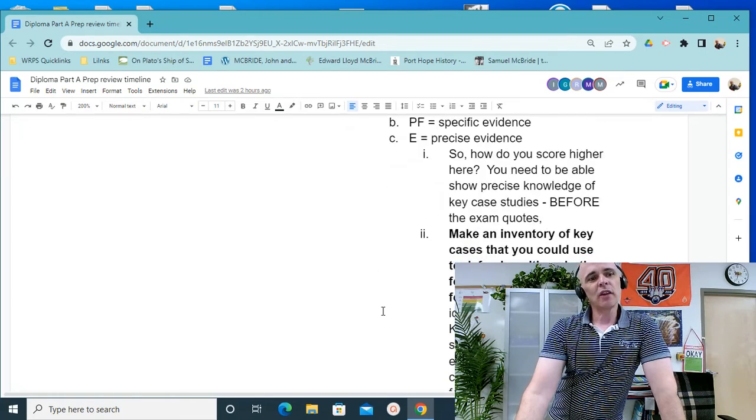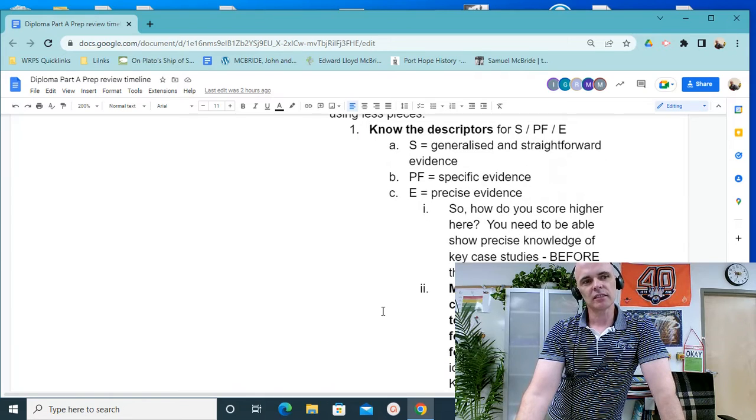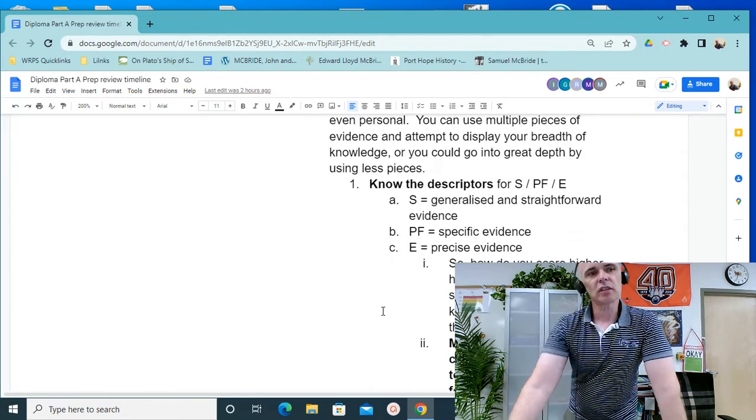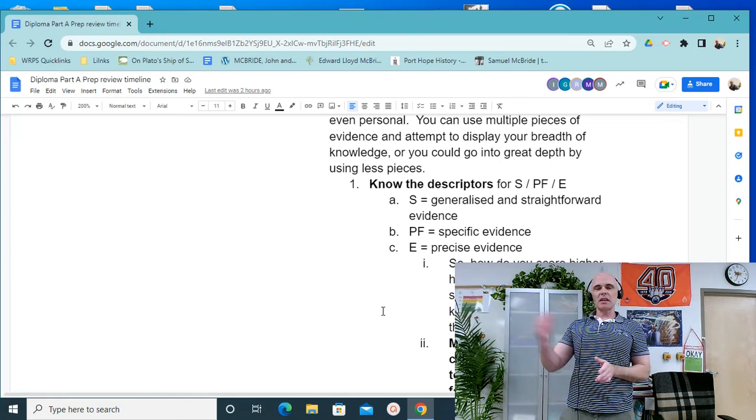Now, in terms of the defense of your argumentation, in terms of your evidence, let's look at the descriptors. An S is generalized, straightforward. So you generally know that the difficulties that Americans faced during the Great Depression ended up showing the need for government intervention in the economy. You generally know that because you worded it like I just did. That's an S. How do you get from an S to a PF?